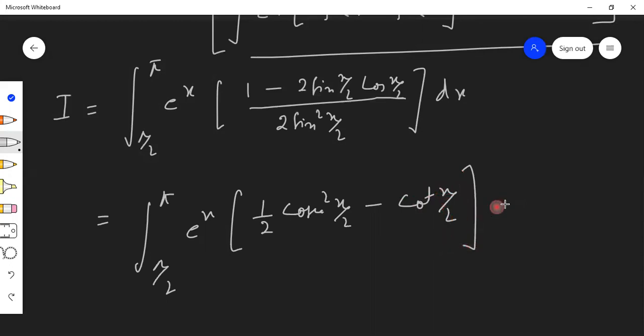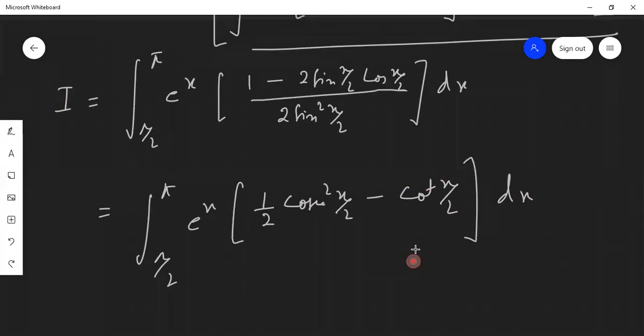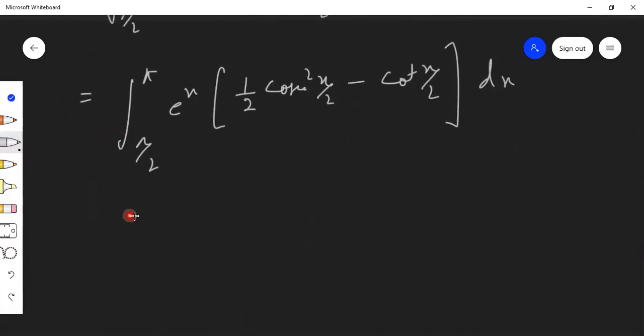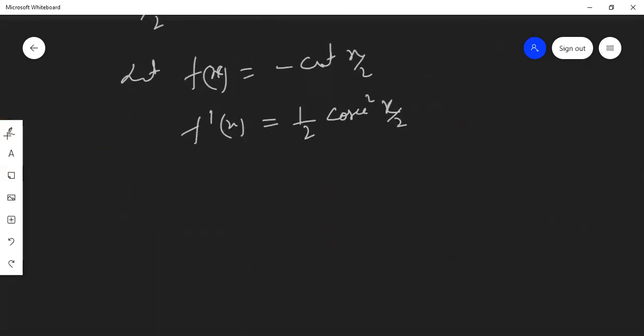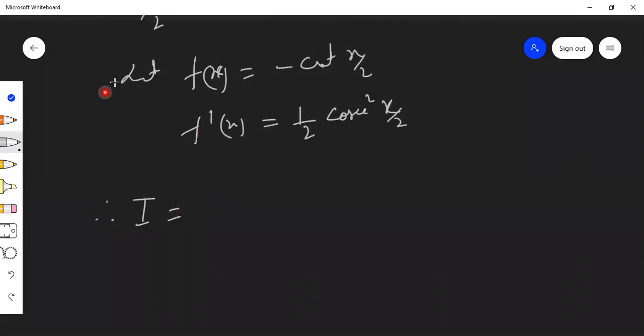Now you must have already seen that cot x by 2, if we take it as f(x), this becomes f'(x). So we can actually show that. Let f(x) is equal to negative of cot x by 2. Then we'll have f'(x). When you find the differentiation of this, it comes half cosec squared x by 2.